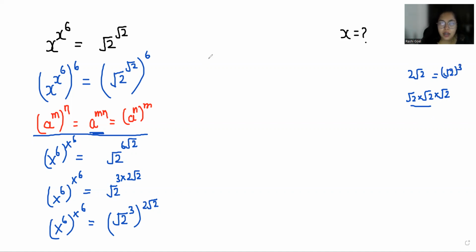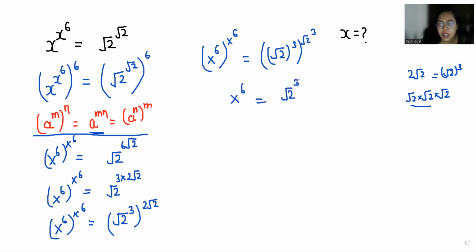So here I am going to write it as x^6 = ((√2)^3)^(2√2), with 2√2 as (√2)^3. Now if we compare both sides, the value of x^6 is (√2)^3. Now I am going to raise both sides to the power 1/6. So here x = (√2)^(1/2).